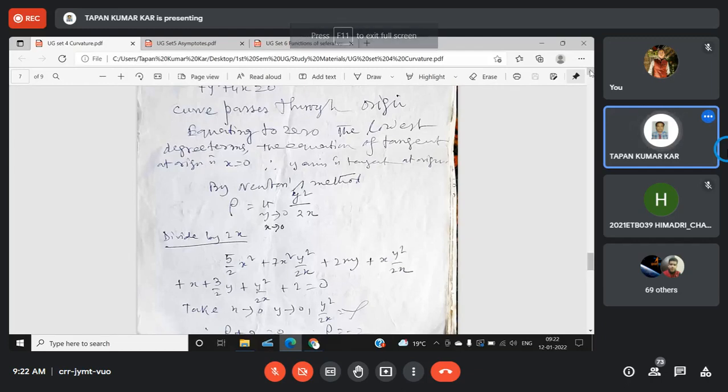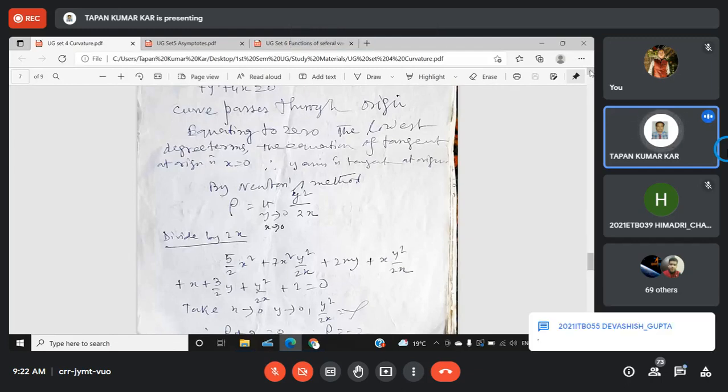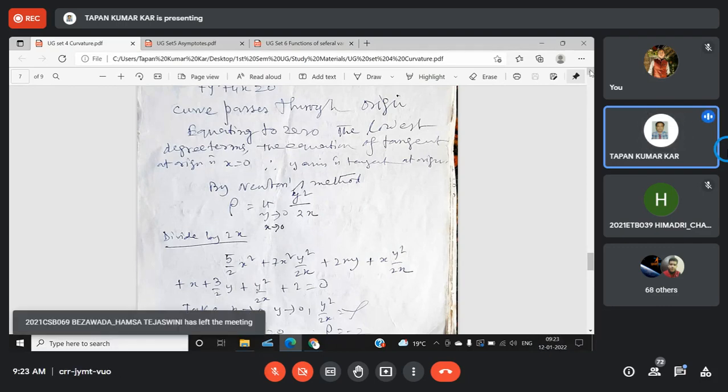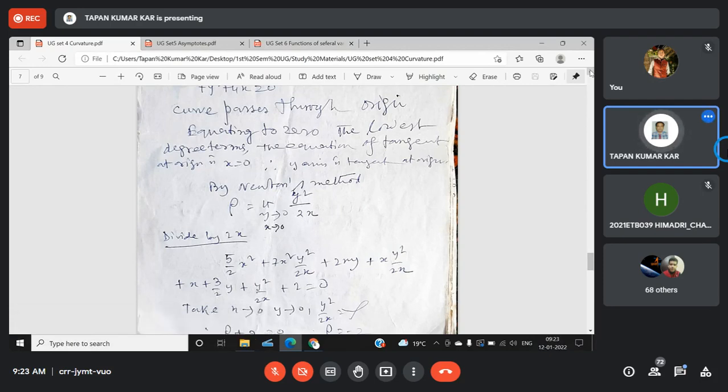As you wish. If you wish to use the Cartesian method, you can use it, no problem. This problem is clear how it is divided by, because your formula is y square by 2x. That's why this equation is divided by 2x. Then the limit x tends to 0, y tends to 0 is taken.